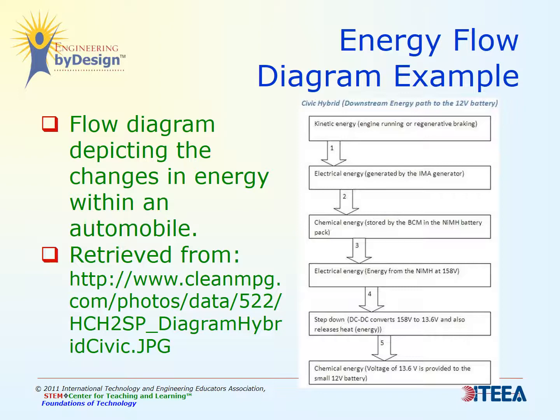Step down. You have a DC-DC conversion, which is direct current to direct current conversion from 158 volts to 13.6 volts, which is the battery's voltage. And it also releases heat, which is energy. You're going to have a chemical energy voltage of 13.6 volts provided to the small 12-volt battery.